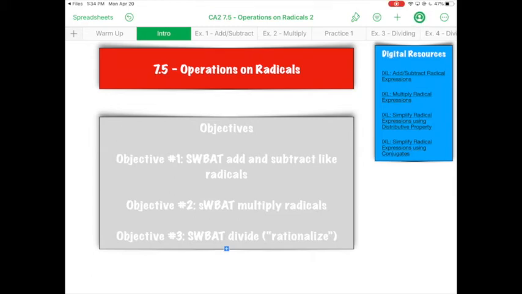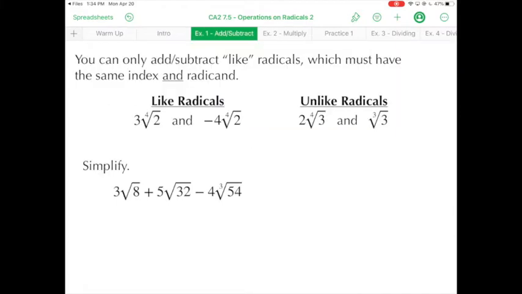Hey there everyone. Today we are going to start performing some different operations on radicals. We are going to focus on addition, subtraction, and multiplication in this video, and then later on we'll get to the division. Okay? So let's start with addition and subtraction.